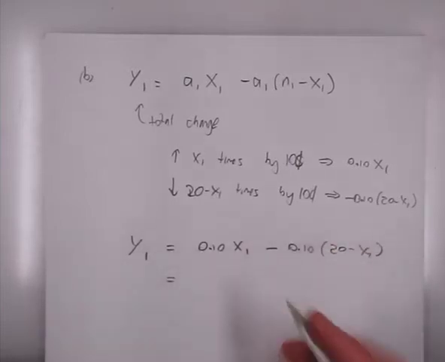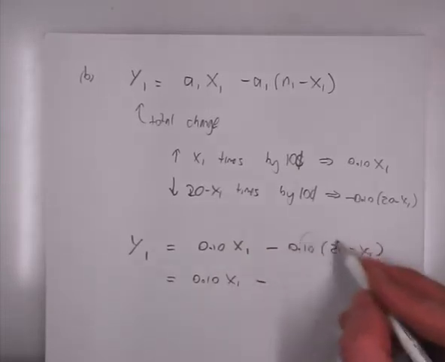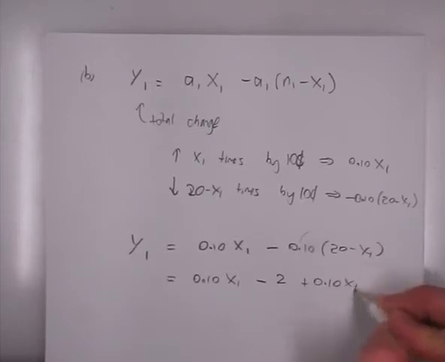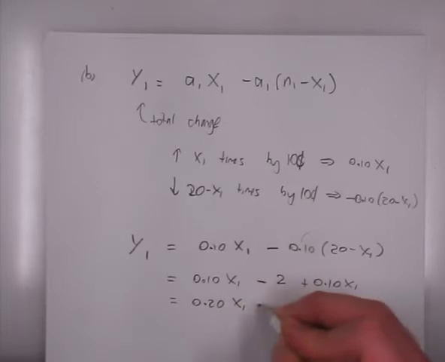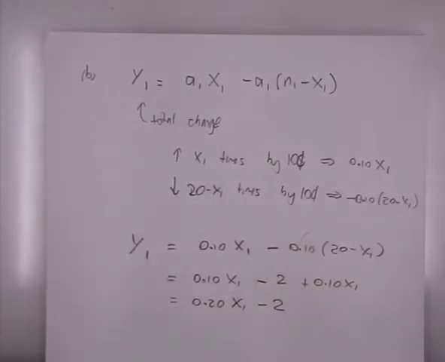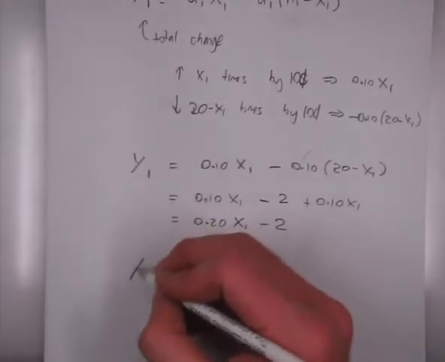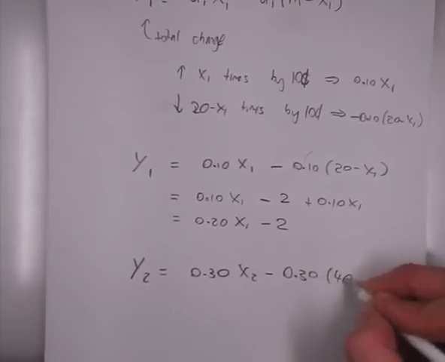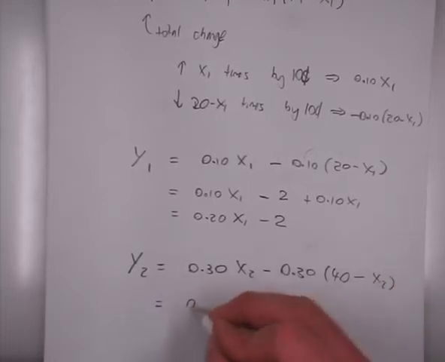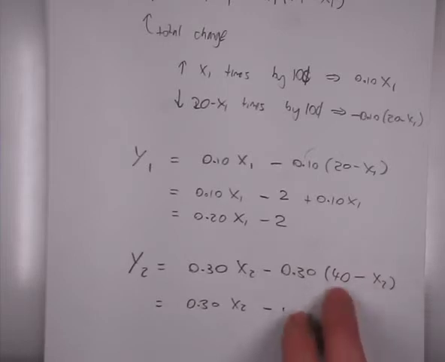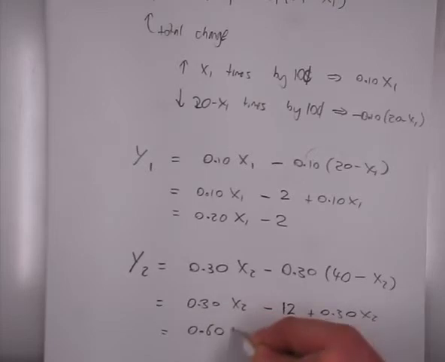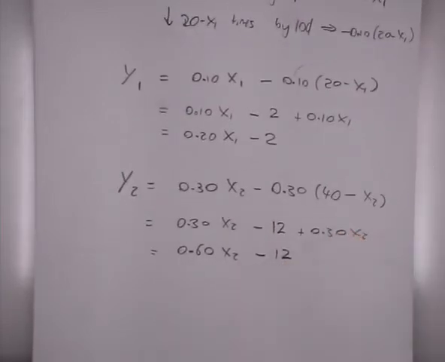And now that it's a formula, we can work with the maths. So 0.10 times 20 would be 2. And minus 0.10 times that would be that, because the minuses will become a plus. Okay? Yeah. And so y2 would be 0.30, and it's got 40 instead of 20. And we can do the maths again. Times 10 would be 3, times 4 would be 12. That's right. And so 0.3 plus 0.3 is 0.6.